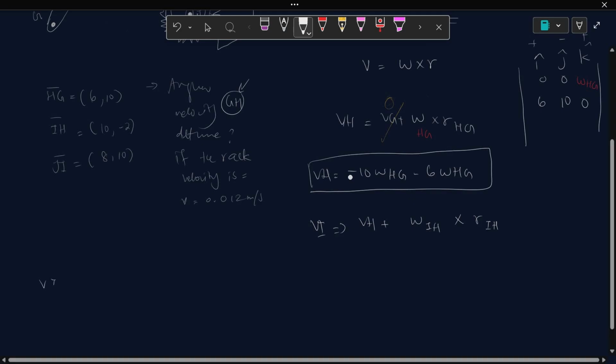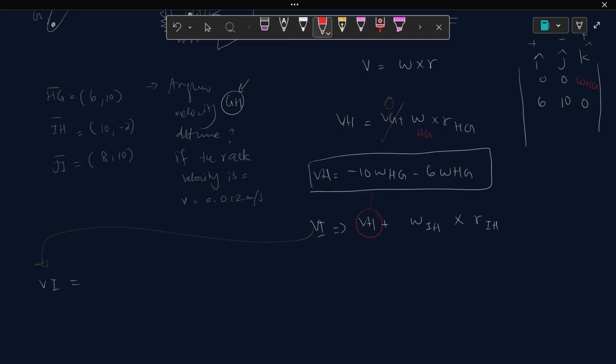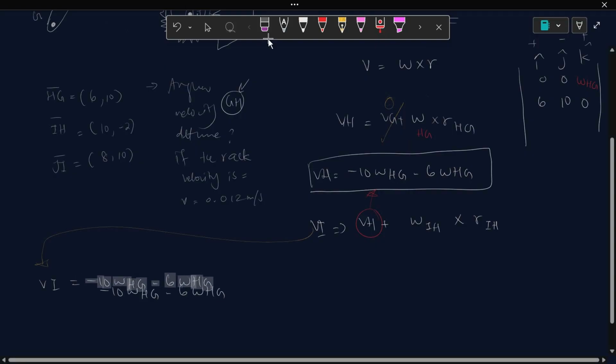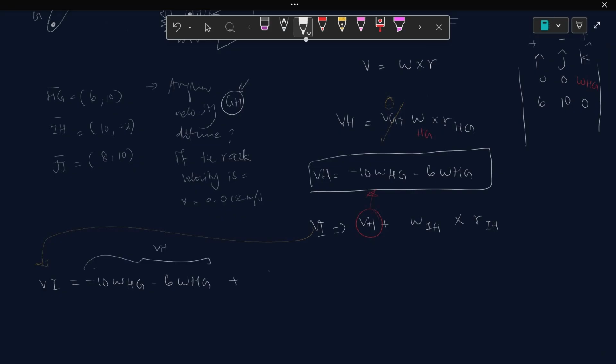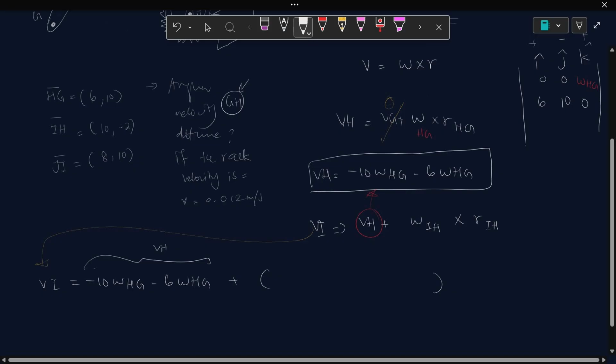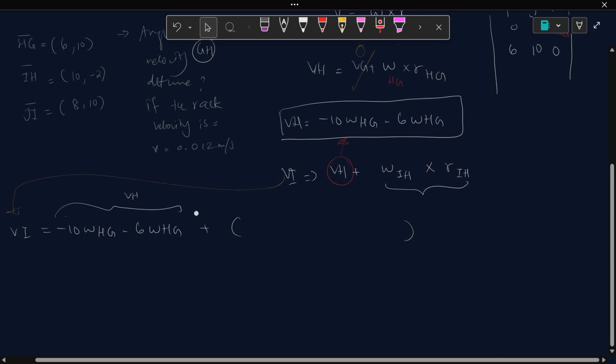So vI, I'm just continuing over here. So vI is equal to vH. vH is basically this thing that we just calculated over here, right? So this equation that you see over here, you're going to copy it from here and paste it over here, rewriting it. So this is basically your vH, and then plus this thing that is going to come, which is your vector multiplication, your cross product that you're going to do.